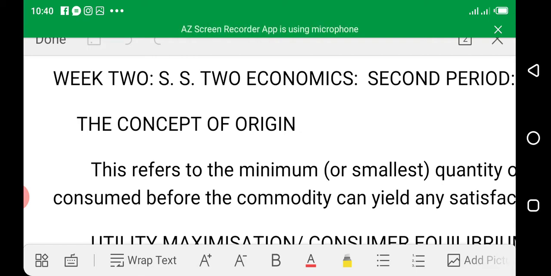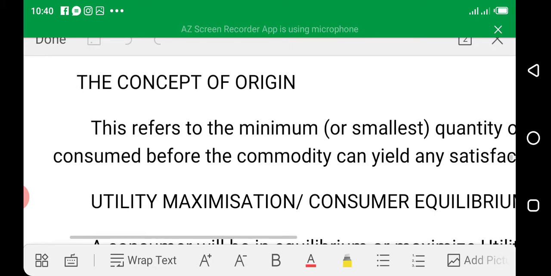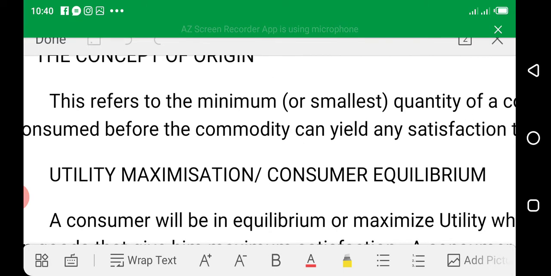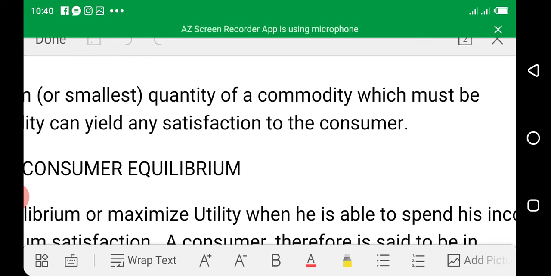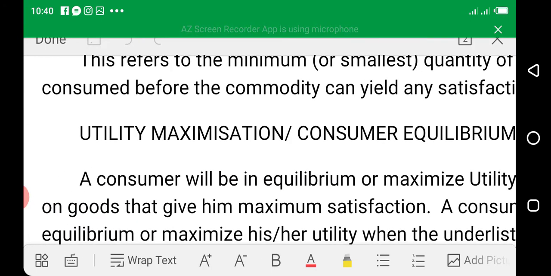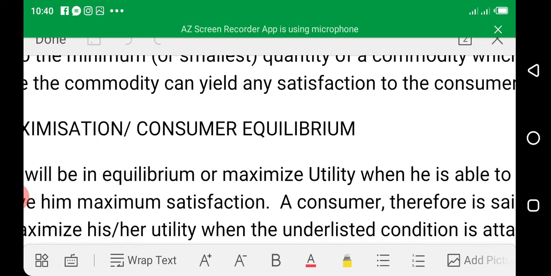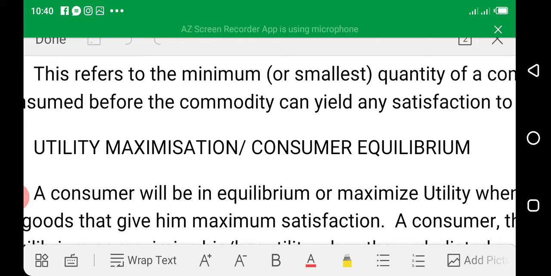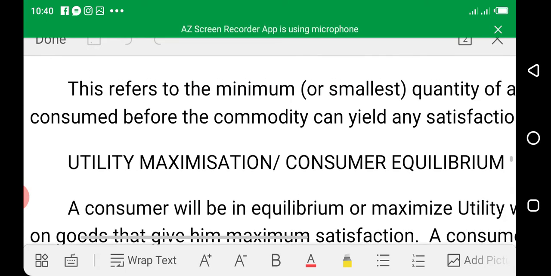The topic is still the concept of theory of consumer behavior. What we have to treat here is the concept of origin. This refers to the minimum or smallest quantity of a commodity which must be consumed before the commodity can yield any satisfaction to the consumer. At least before a consumer can say he or she derives utility, something, be it little, must have been taken. So that is what the concept of origin is saying.